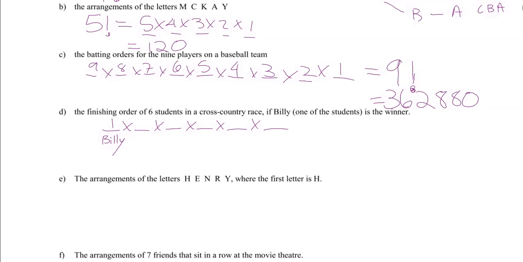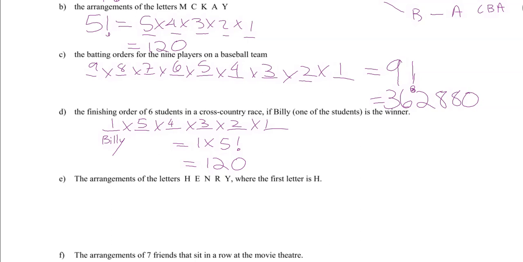Okay, so we have 6 students, right? Billy finishes in first. So how many students are left to go in second place? And then. Okay, so 1 times 5 times 4 times 3 times 2 times 1, which we could say is 1 times 5 factorial, which we could say is 120.